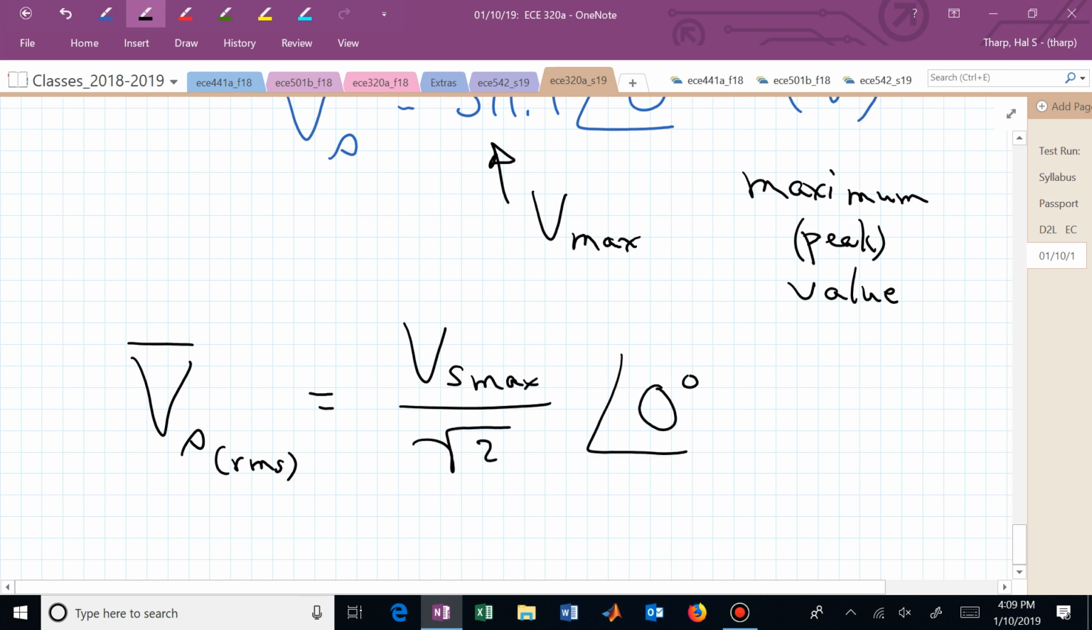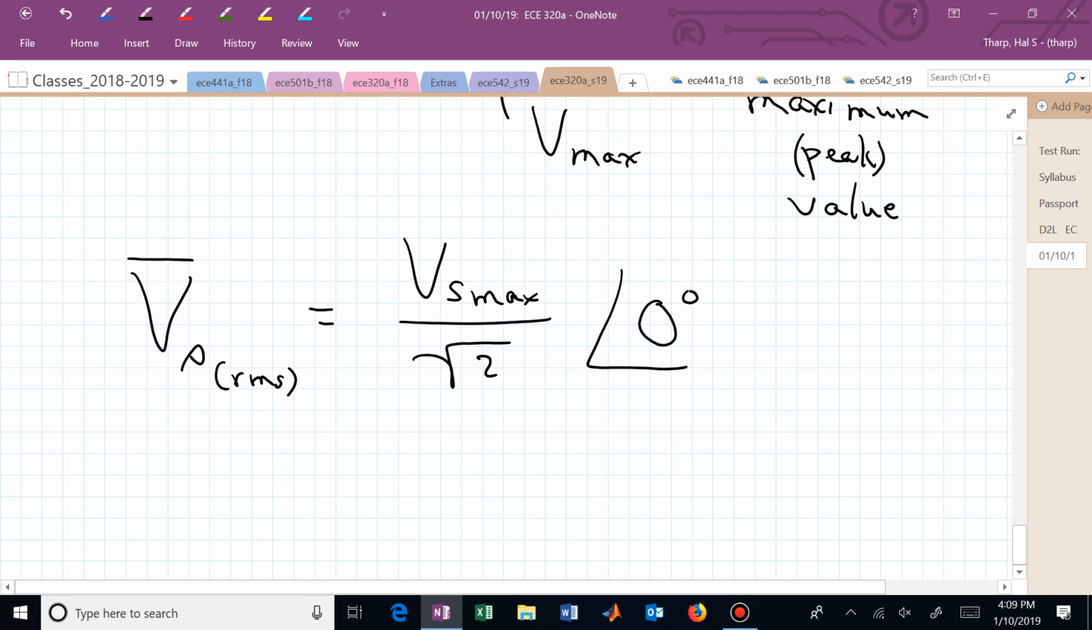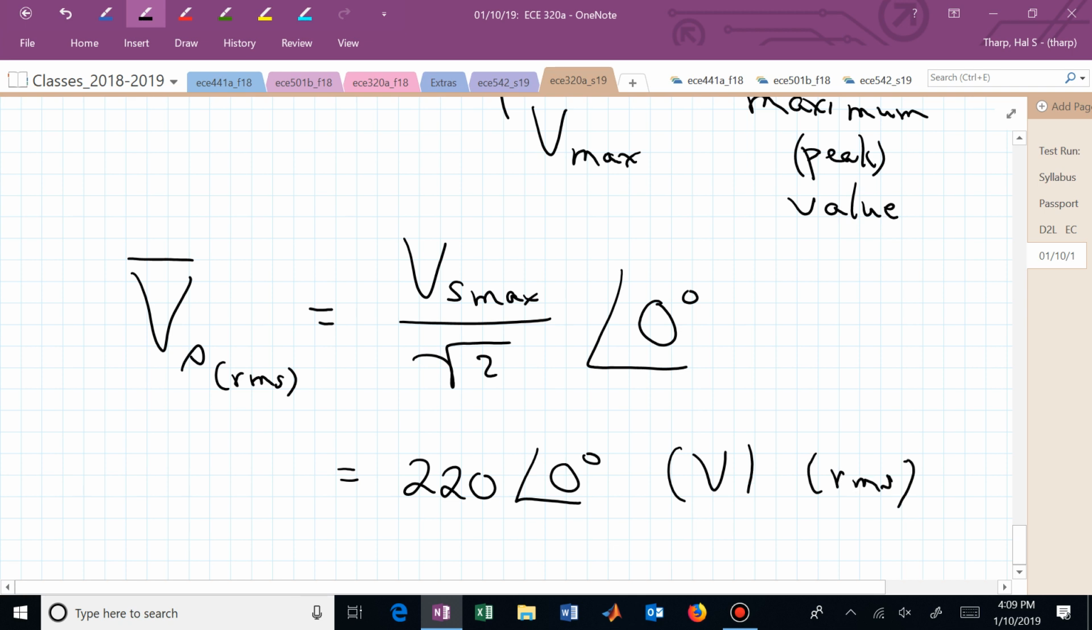We haven't changed the phase. And if we do that for these numbers that I've selected, now we have 220 for our input sinusoid in phasor form. This is now volts RMS.